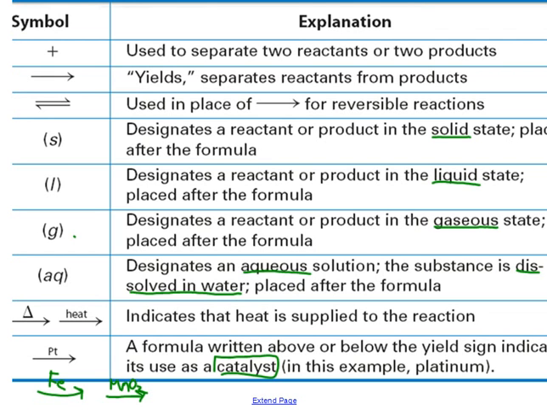What you should not write, unless it's very, very vague, is just CAT or catalyst over the arrow. That is not adequate, because most often you will be specifically told what the catalyst is. So just writing catalyst or cat over the arrow is not good enough.